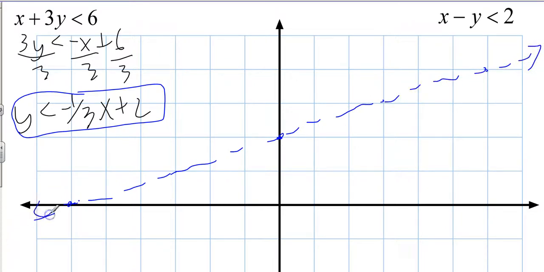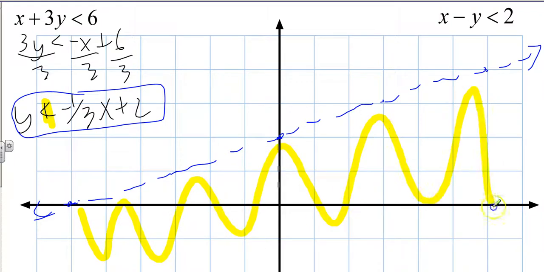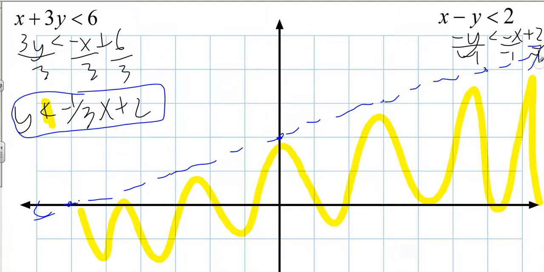Okay. And I'm going to shade that one below, so it's going to be below that line. So I'm shading roughly everything below that line. Let's do this one in red. Actually, let's solve it first. If you solve it, you get negative y is less than negative x plus 2. If I divide by negative 1, don't forget to switch the sign. So I get y greater than positive x, or 1x, minus 2.